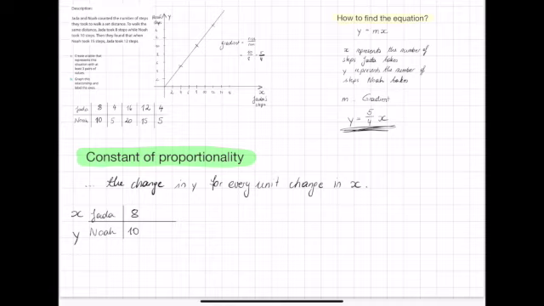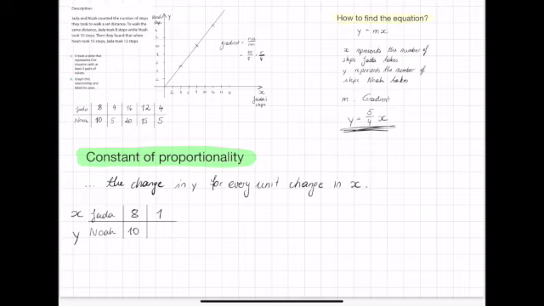Now we say here that the constant of proportionality is the change in y for every unit change in x. So I would like to know, how many steps does Noah take when Jada takes 1 step? Okay. Every unit means 1. So for every step that Jada takes, how many steps does Noah take? This is what we call the constant of proportionality.